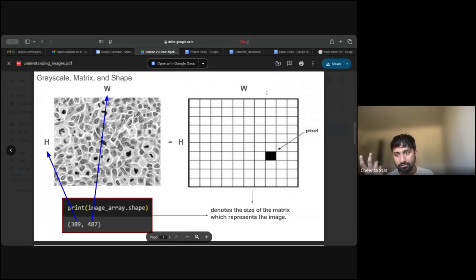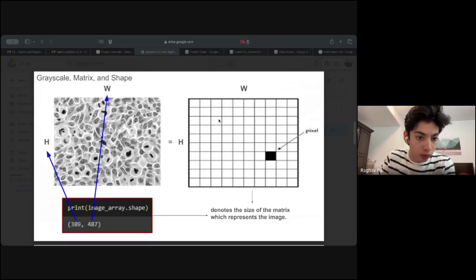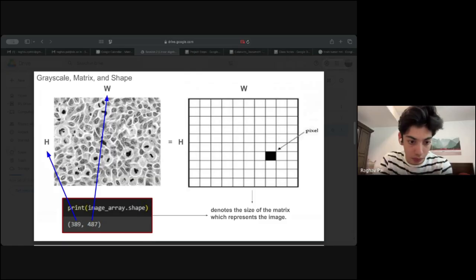Sorry, can you repeat? Let's say it's 389 comma 487. You get the cataract image like that. What is 389 487? The height and width, the number of pixels. A pixel is the smallest unit square that it captures. So the larger the pixel size is, the more blur it will be. Do you see the point?